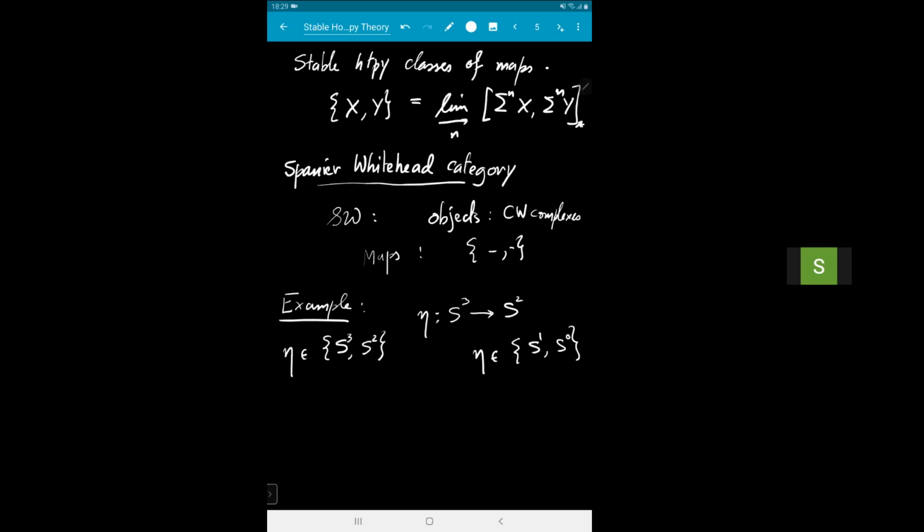So this thing is definitely an element of the stable homotopy class of maps from S1 to S0. So that is valid. But now if eta belongs to here, then you would ask, what is the cone of eta? What is the mapping cone of eta?